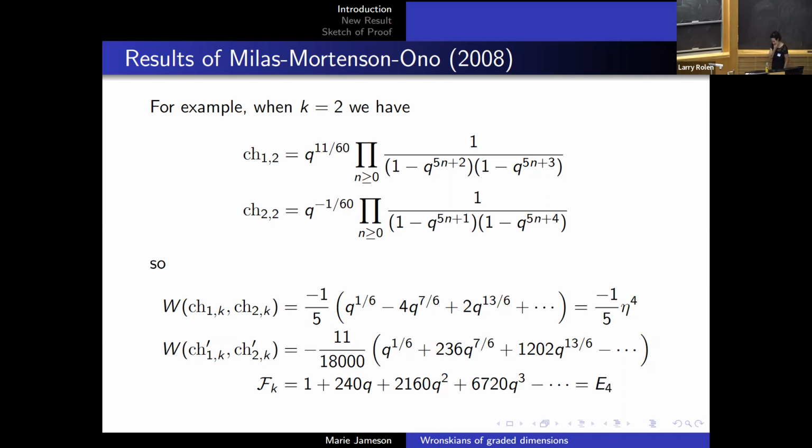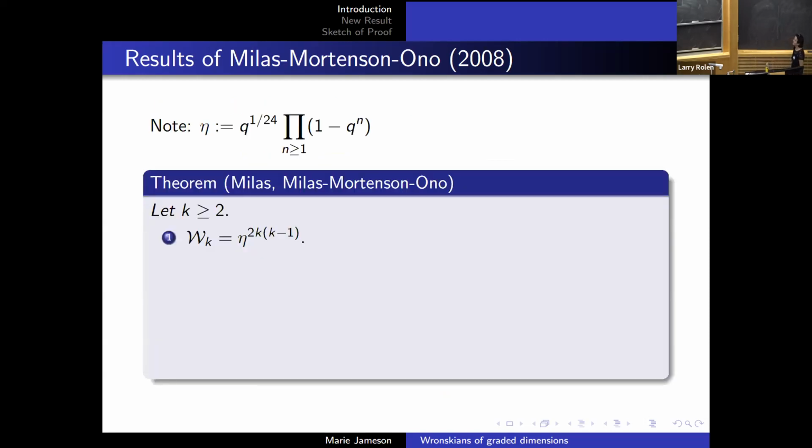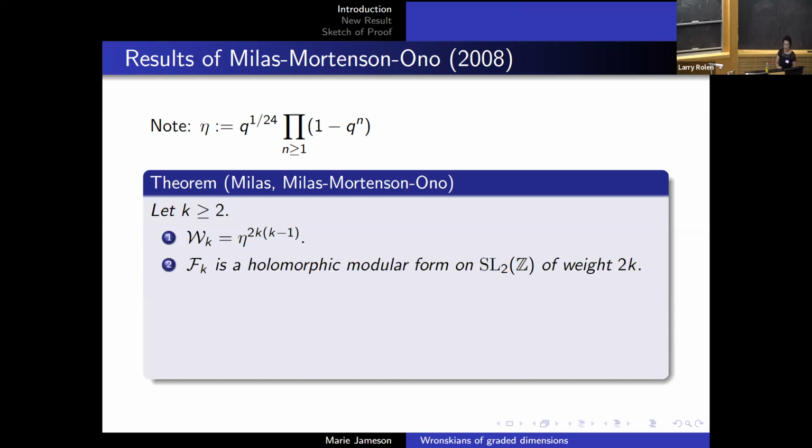Okay, so that example worked out quite nicely, and it turns out that that's how it goes. And this is a theorem, or I guess like a cluster of theorems from Milas, Mortensen, and Ono. So first, if you look at the Wronskian, the one that was eta to the 4th in the example we saw, you'll always have a power of eta. And we kind of know what to expect in terms of what the weight should be. So it's that power of eta all the time. And if you look at this quotient, which in the example we saw was E4, you will always get a holomorphic modular form of weight 2k.